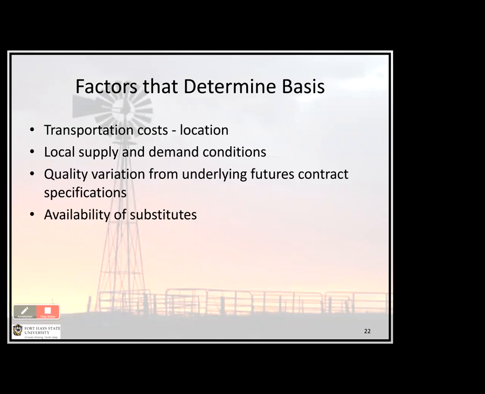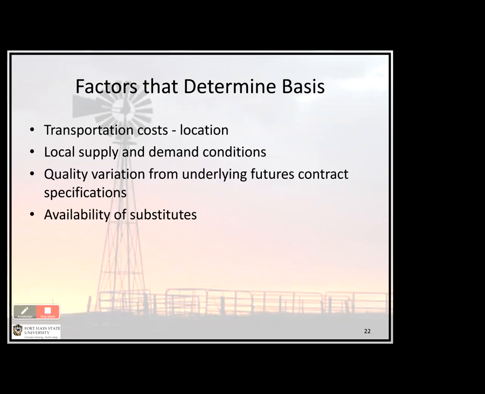So we need to truck it there. If someone's going to buy grain in Dodge City, they're going to pay less for it than they would for wheat in Kansas City. So think about a wheat buyer in Kansas City. So transportation costs or location affect basis, as do local supply and demand conditions.